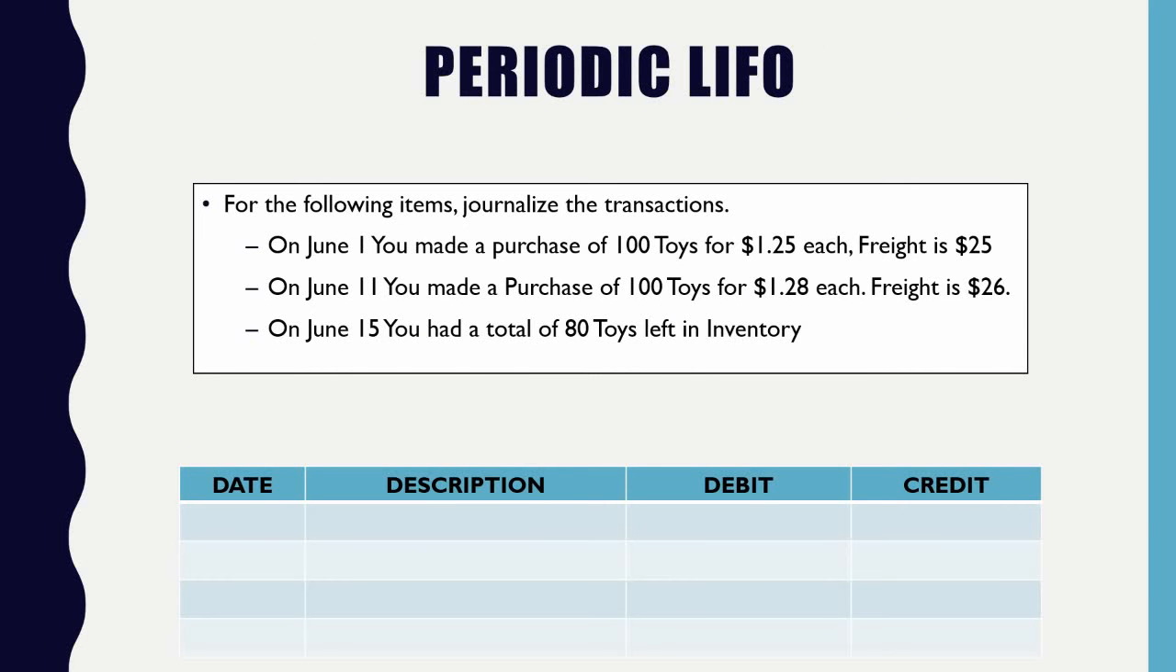So let's go ahead and dive into our first example of LIFO. Again, every time we make a purchase, we need to journalize it. So go ahead. How do you journalize the first one? This first example says journalize the transaction. June 1st, you made a purchase of 100 toys for $1.25 each. Freight cost is $25. So how do you journalize this part?